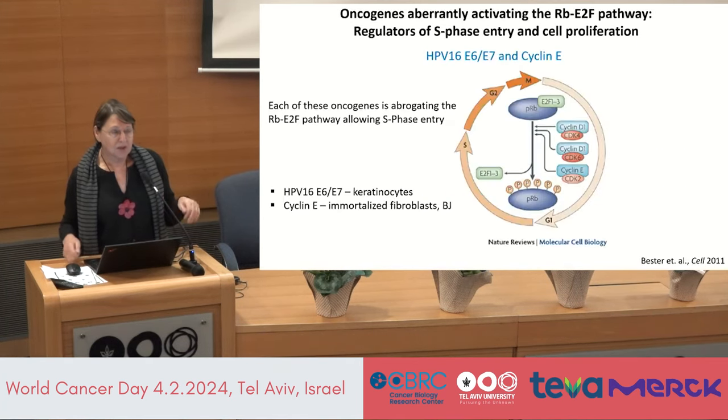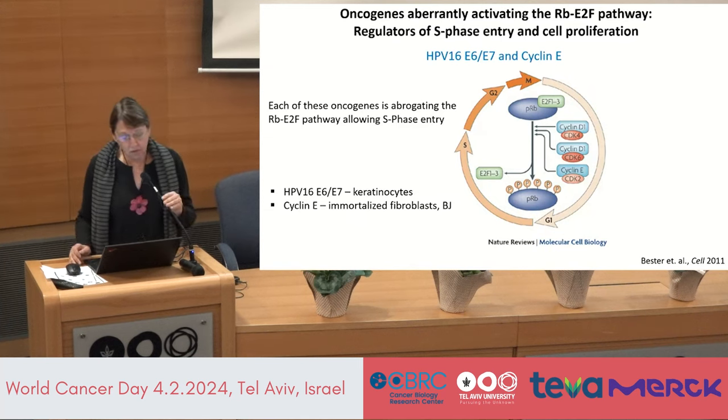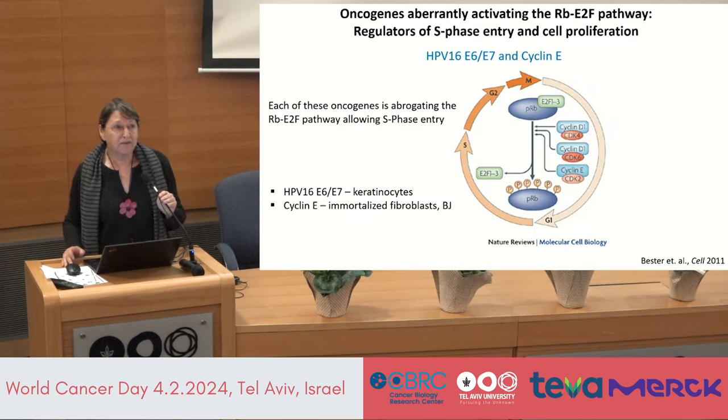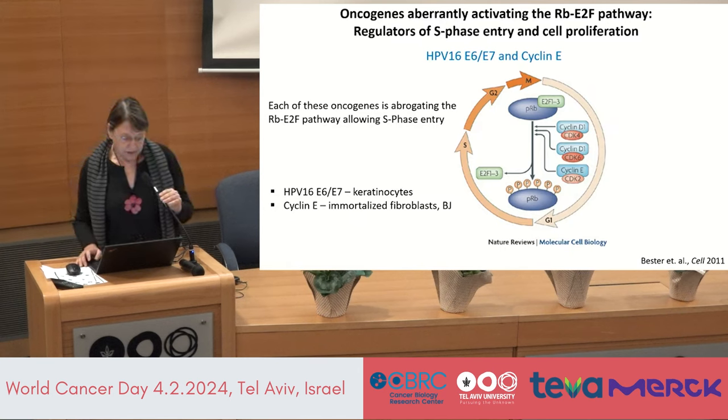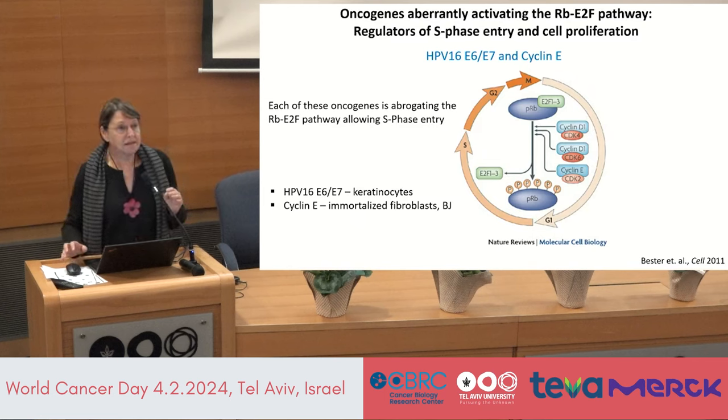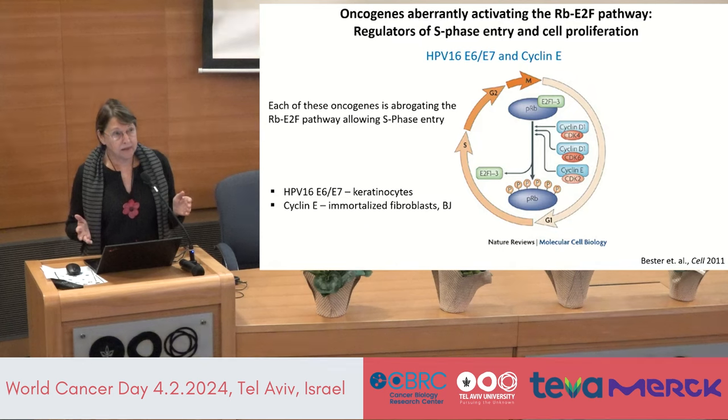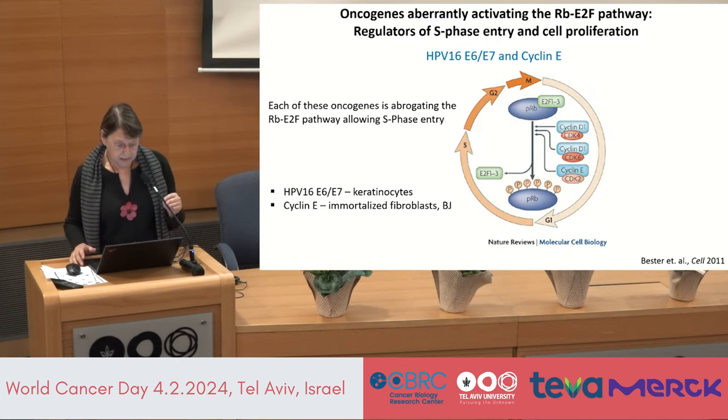The project that is the introduction to my talk today is a project that we published over 10 years ago, where we analyzed the effect of oncogenes on DNA replication, DNA damage, and tumorigenicity. The oncogenes that we chose initially to study were two. One is cyclin E, and the other is two genes, E6 and E7, encoded by the human papilloma virus 16, which are known to be the oncogenes of this virus. Each of these abrogates the entry into S phase by perturbing the RB-E2F pathway.